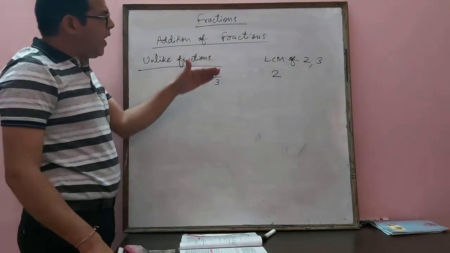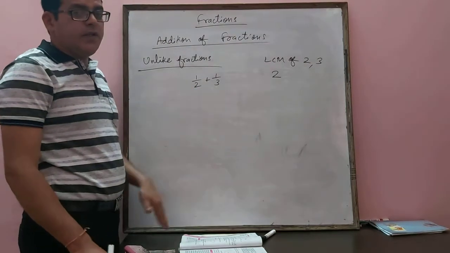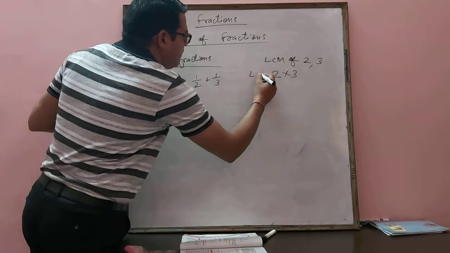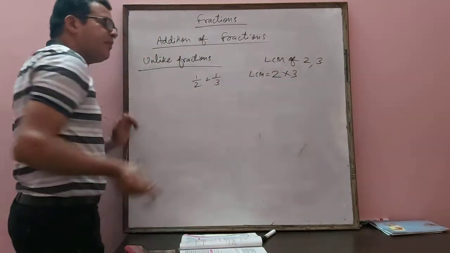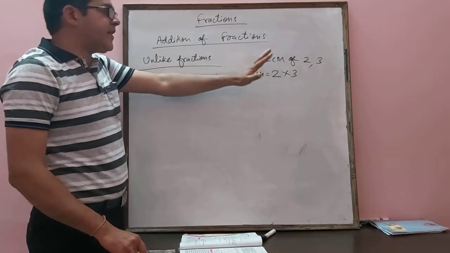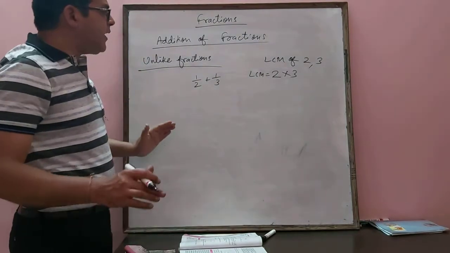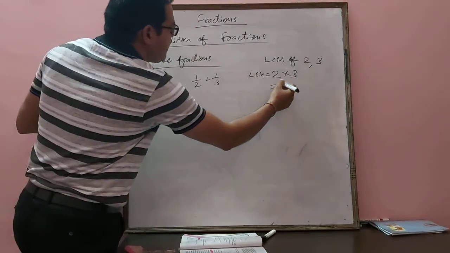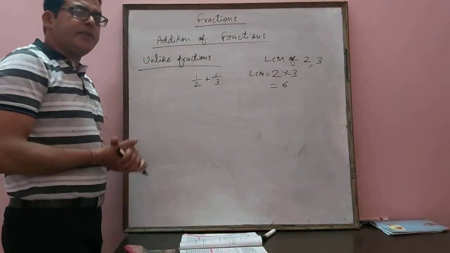Right? We have to find the LCM of 2 and 3. So what is the LCM of 2 and 3? We know that 2 and 3 are both prime numbers, and there is nothing common between 2 and 3 except 1. So their product is the LCM. If you multiply 2 by 3, we have 6.